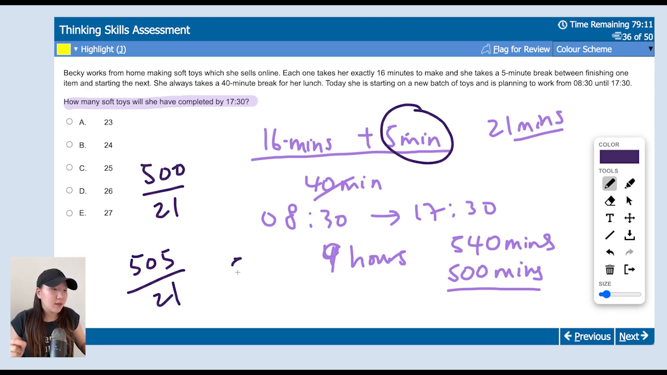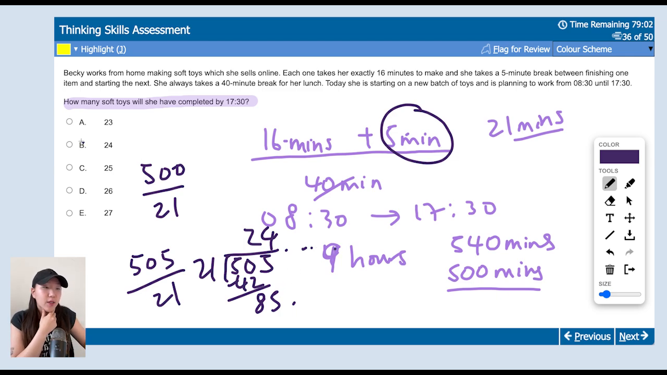I guess I could just do that in my... If you guys have to do it, I guess I should do it as well. Okay, so we're looking at 24 point something, right? So the answer is going to be B.